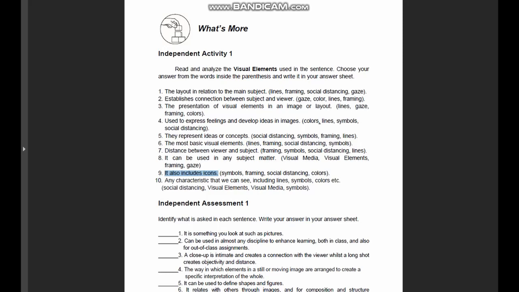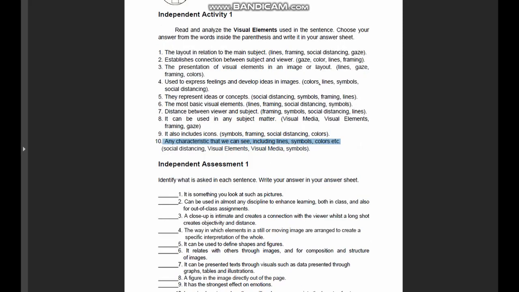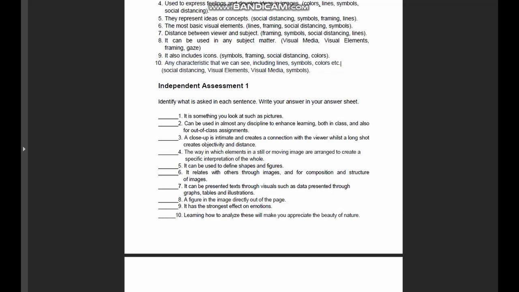And lastly, we have number 10. Any characteristic that we can see, including lines, symbols, colors, and etc. Is it social distancing, visual elements, visual media, or symbols? Write your answer in your answer sheets or paper. Next, in our independent assessment, you will identify what is asked in each sentence. Write your answer in your answer sheet.